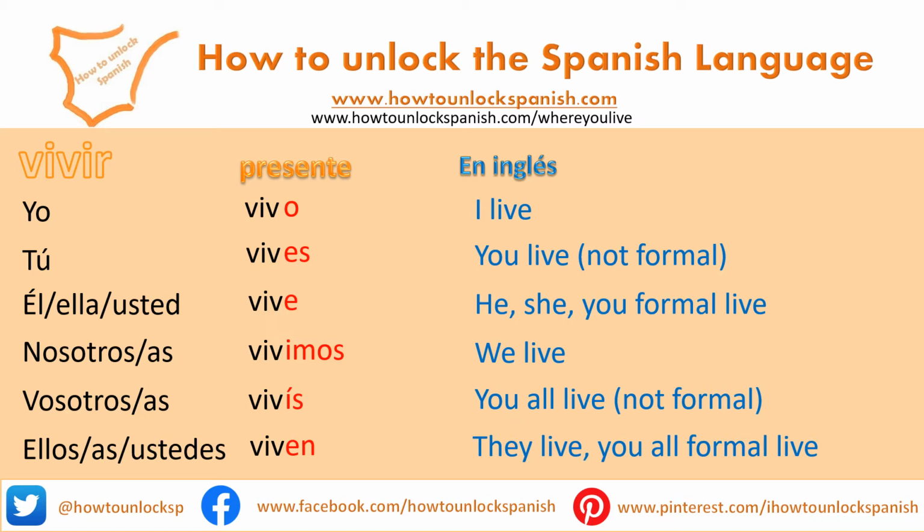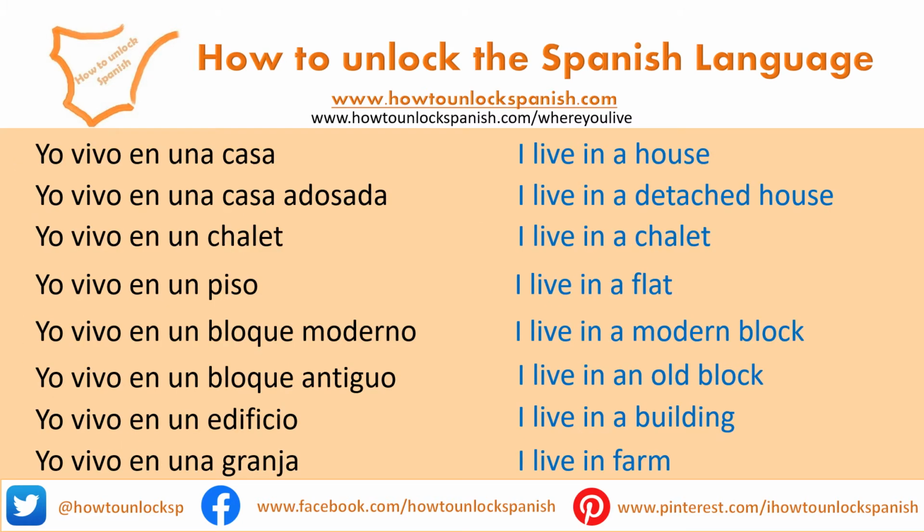Okay, let's continue with vocabulary. El tipo de casa, type of house. Yo vivo en una casa, I live in a house. Yo vivo en una casa adosada, a detached house. Yo vivo en un chalet. Yo vivo en un piso, a flat. Yo vivo en un bloque moderno, a modern block. Yo vivo en un bloque antiguo, an old block. Yo vivo en un edificio, in a building.